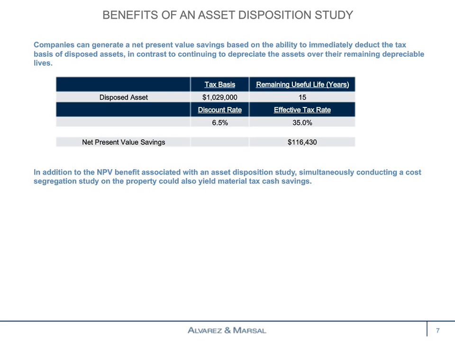We have some real life examples where we conducted an asset disposition analysis, took those assets off the books, deducted that, and at the same time went through and essentially recategorized some of the assets that were still remaining on the tax fixed asset ledgers and accelerated the depreciation on those assets. So definitely something to think about.